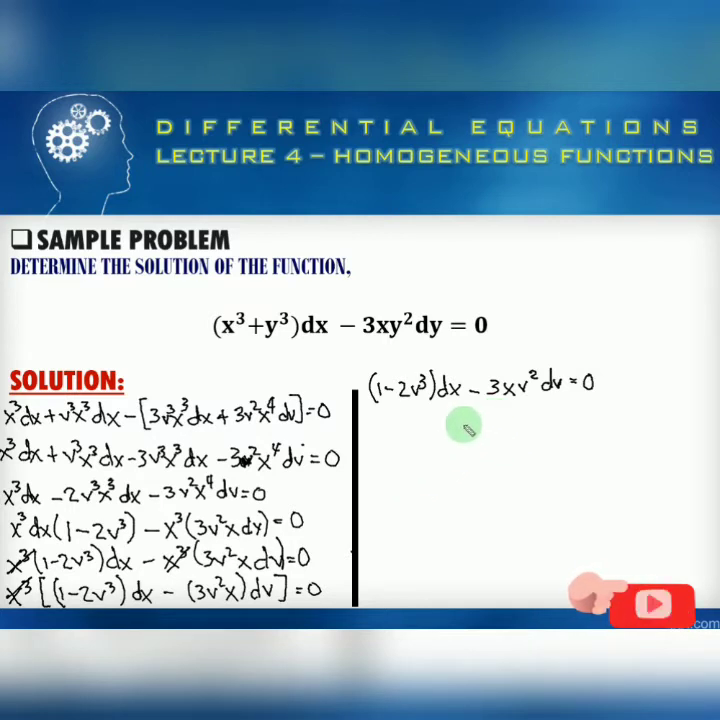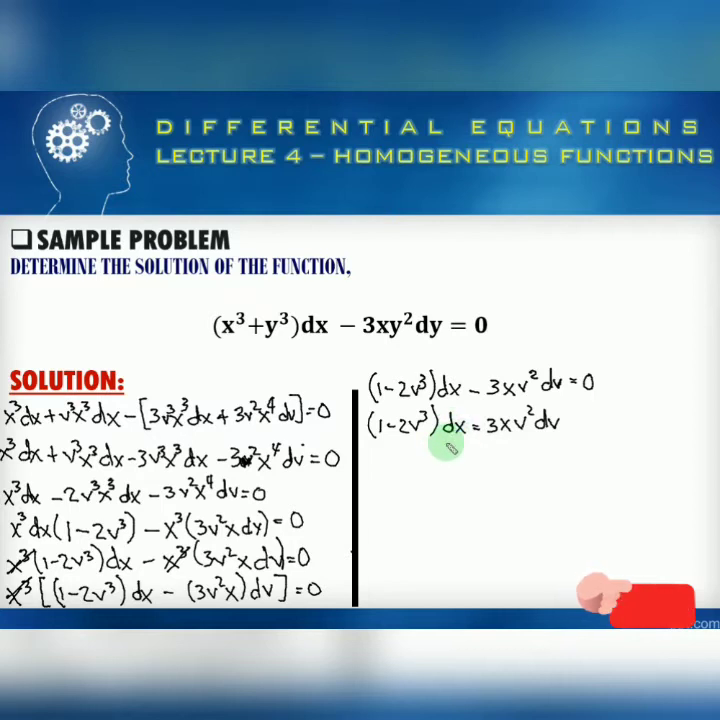So after this one, we are going to have this term. We transpose this second term to the right side, so we have 1 minus 2b cubed times this dx equal now to 3x b squared db. So combining those terms having the same variable, we cross multiply and combine those with the same variables.